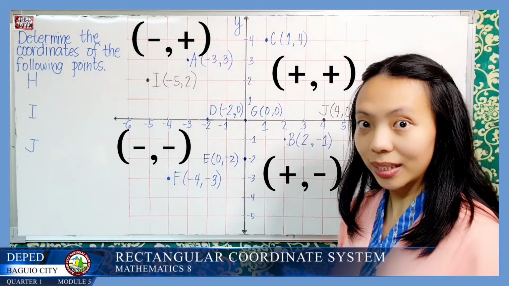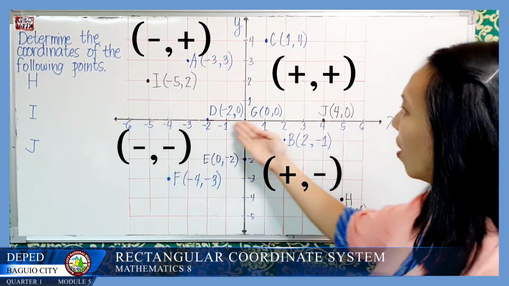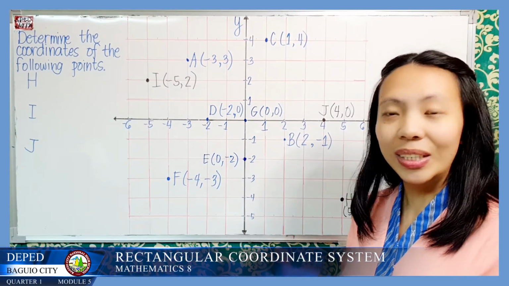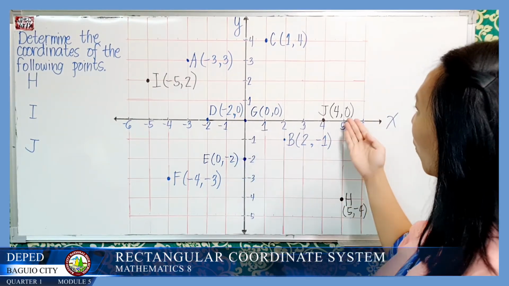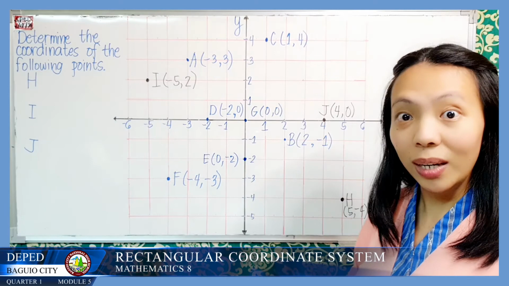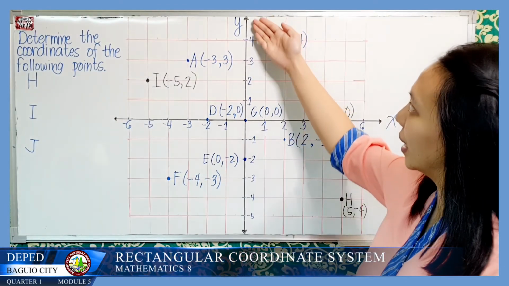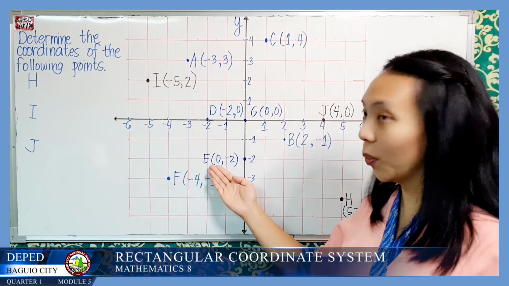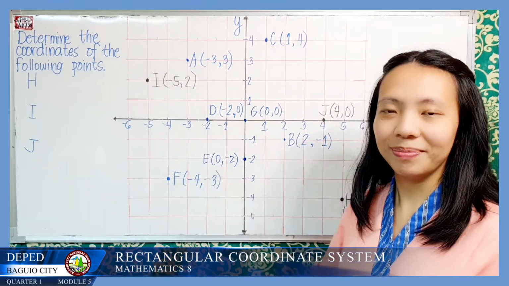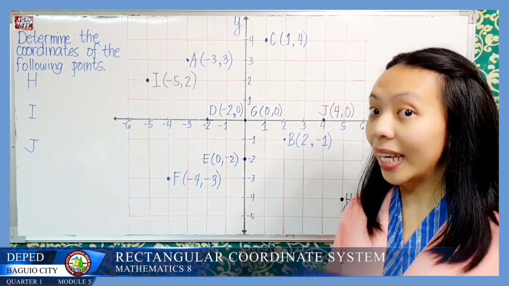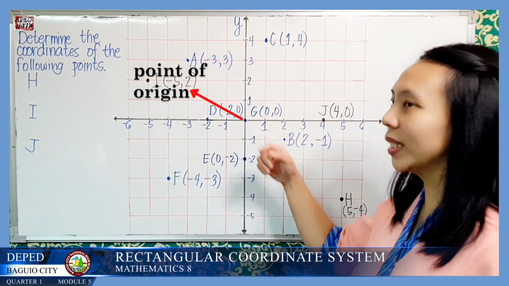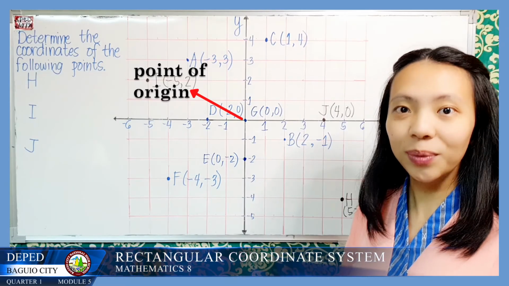All points located along the x-axis have 0 ordinates, while all points located along the y-axis have 0 abscissa. And lastly, the point of origin is always located at 0, 0.